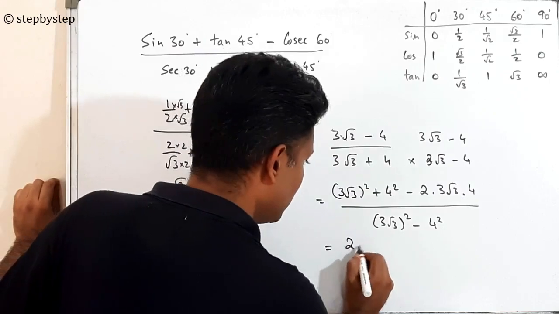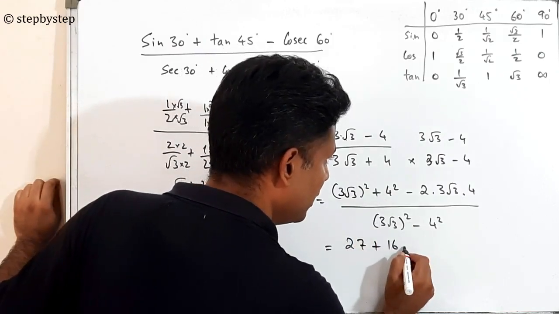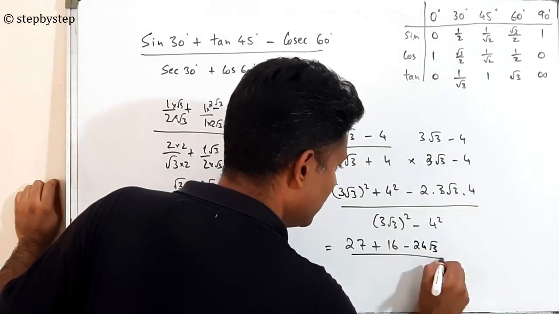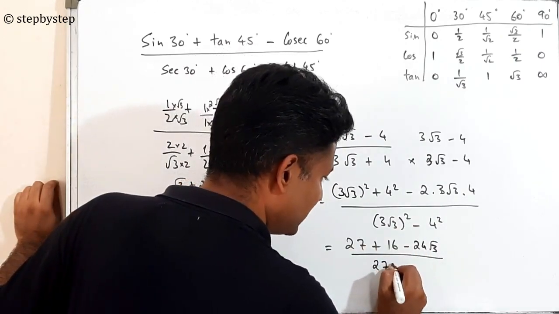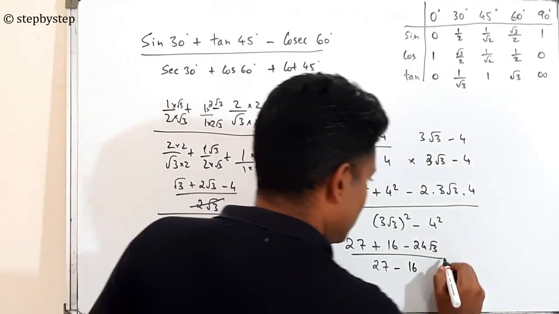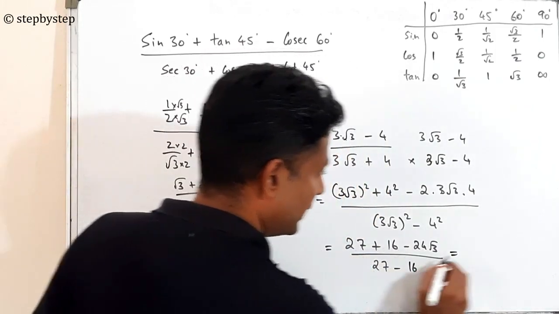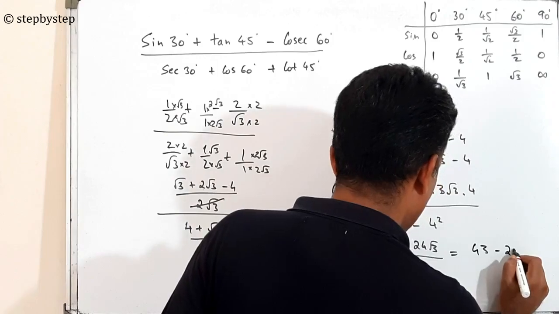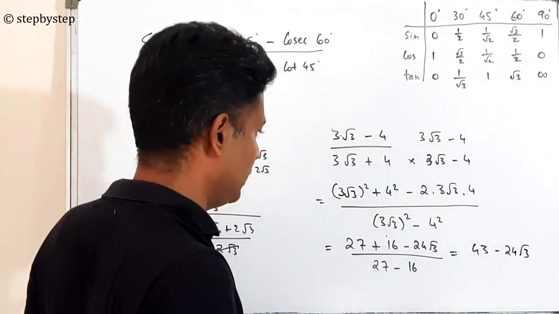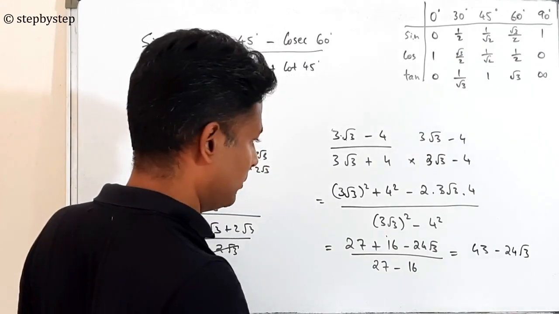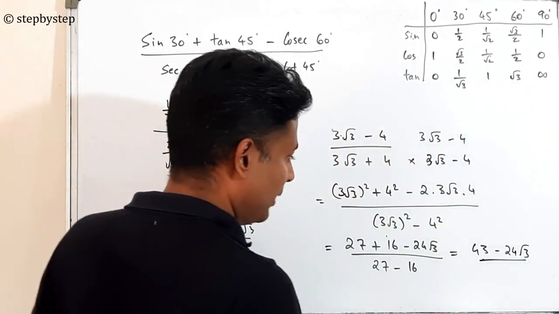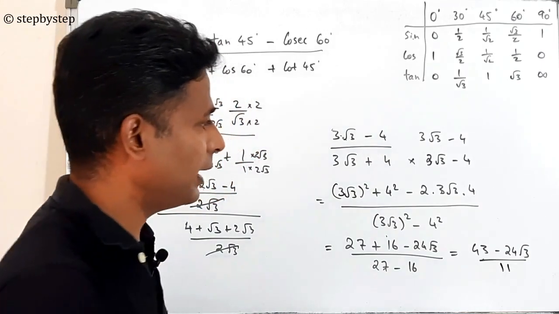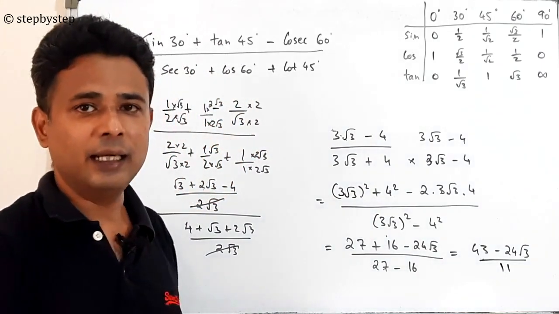So 9 into 3, 27 plus 4 square is 16 minus 2 4s are 8, 8 3s are 24 root 3. Here 3 root 3 whole square, again we know it is 27 minus 16. So this will become 27 plus 16, 7 plus 6, 13, 2 plus 2, 4, 43 minus 2, 24 root 3, right? 7 plus 6, okay. By 27 minus 16, 7 minus 6, 1, 2 minus 1, 1. So we get 43 minus 24 root 3 by 11.